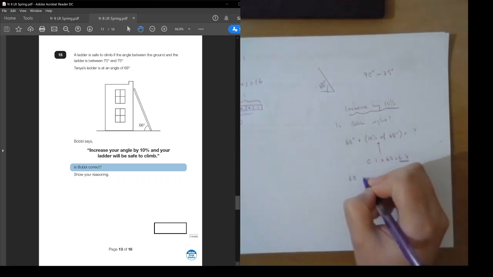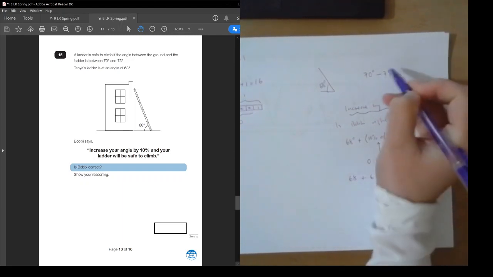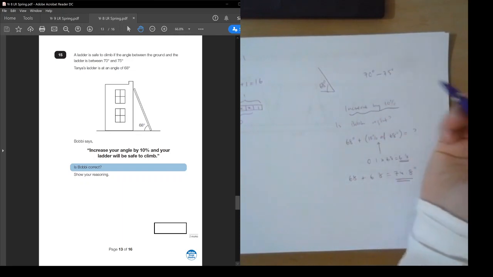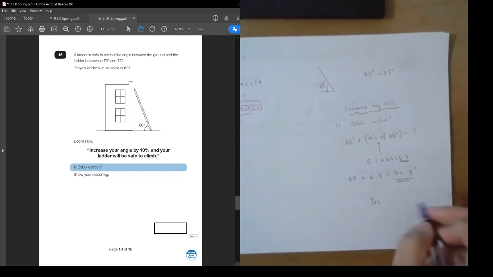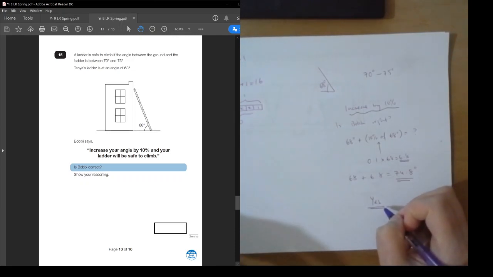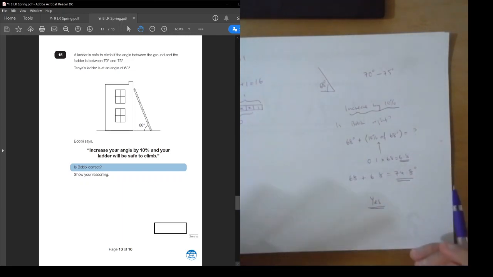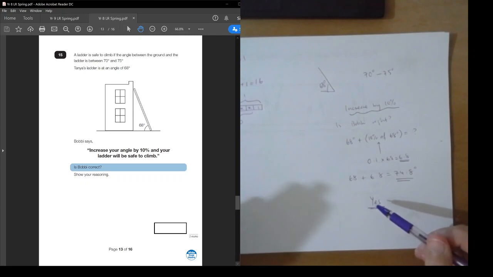Okay, so I'm going to say 68 plus 6.8 is 74.8. Is this within these parameters that they've given me? Yes. Okay, so the question does actually say, is Bobby right? You must say yes. That's important. That's you making your statement, because the question wasn't find out 10%, add them together. That's not the question. The question is, is Bobby right?